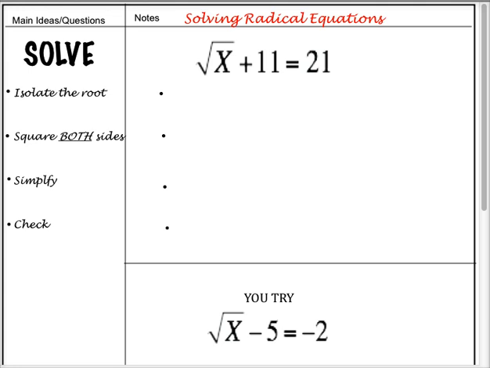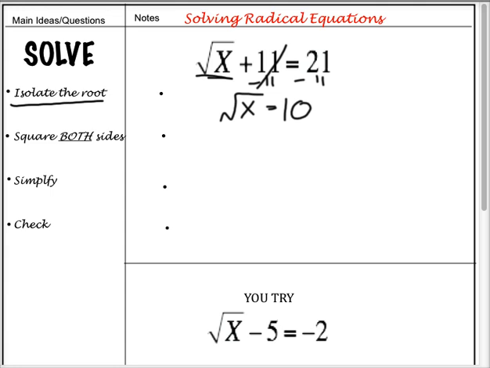The first thing, isolate the square root. Now, what do I mean by isolate the square root? Well, I mean get it by itself. All right? So you see the square root here. Well, to get it by itself, right now it has that plus 11. So what do I do to get it by itself? I'm going to have to subtract off that 11 from both sides. So that's going to give me the square root of x. That cancels. It's going to give me the square root of x equaling 10.